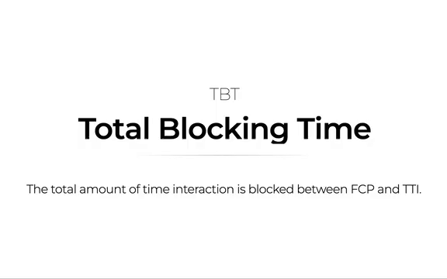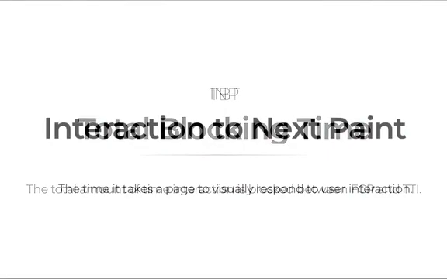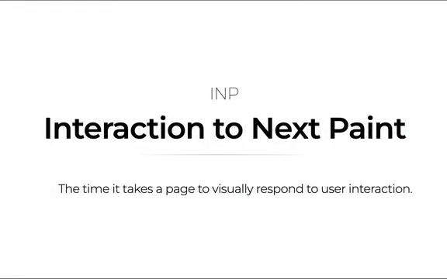Building on TTI are some other metrics that are a little more precise when we're talking about blocking time. One of those is TBT, or total blocking time, which represents the total time that the main thread was blocked from interaction between first contentful paint and time to interactive. And another metric that just came on the scene from Google is INP, or interaction to next paint, which gives you a good idea of how long it takes for your page to respond visually to user interactions. So that's measured in real time as people use your page.